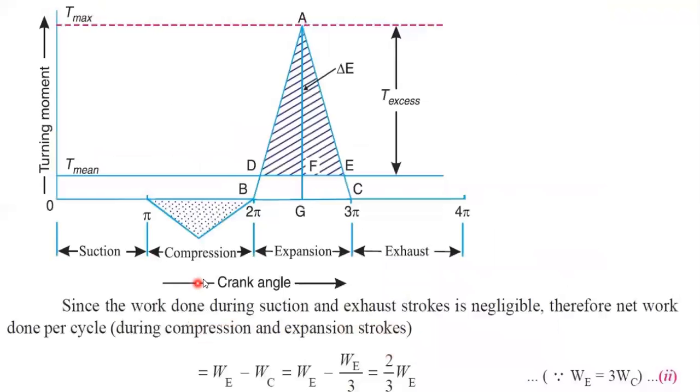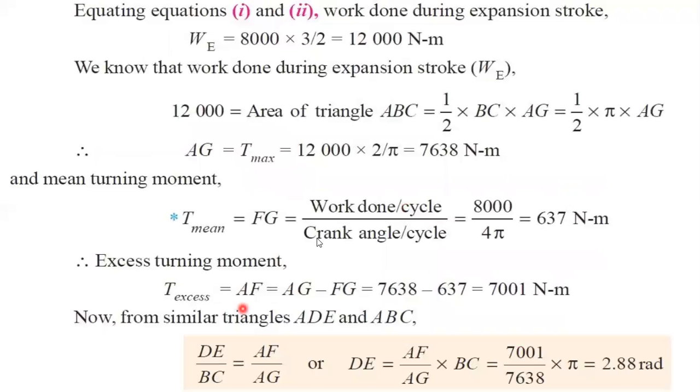Excess turning moment is T excess. So AF is the T excess. AF is equal to AG minus FG. So both the values we know, we can easily calculate.